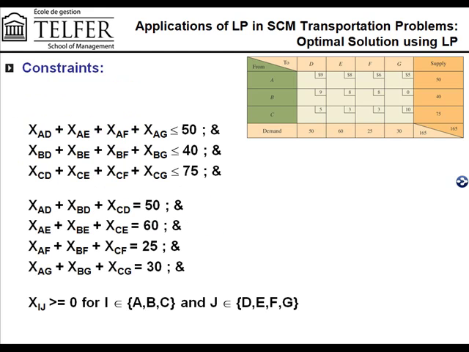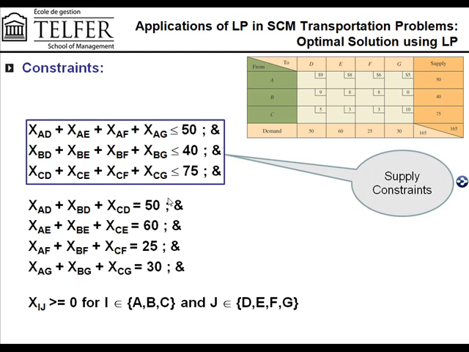In terms of the constraints, what we're doing in the first set of constraints here, which are your supply constraints, is we're saying that everything that's coming out of A, so x sub AD, plus x sub AE, plus x sub AF, plus x sub AG, so that's everything that's coming out of A, or going from A to D, A to E, A to F, and A to G. The sum of that should be less than or equal to 50, which is the maximum possible supply.